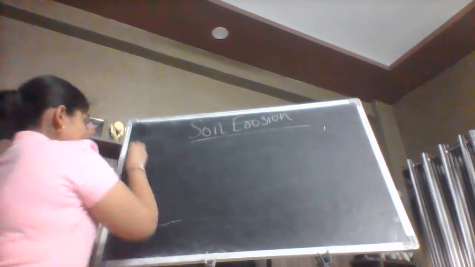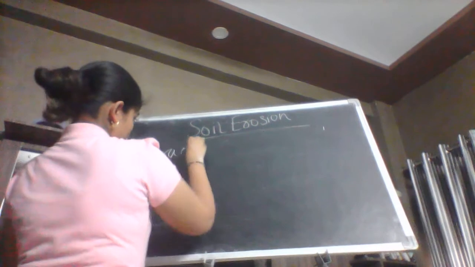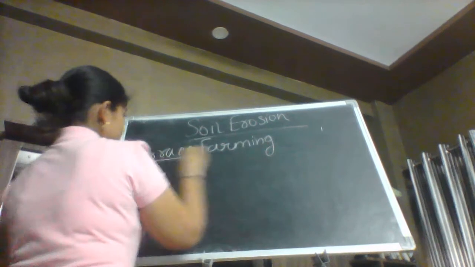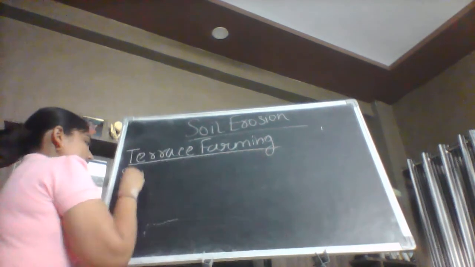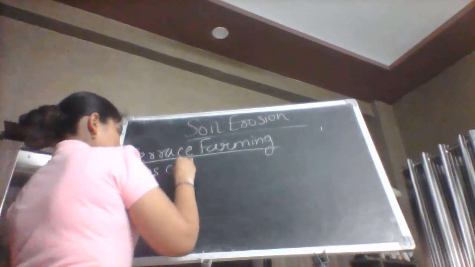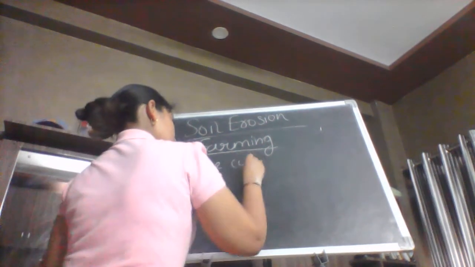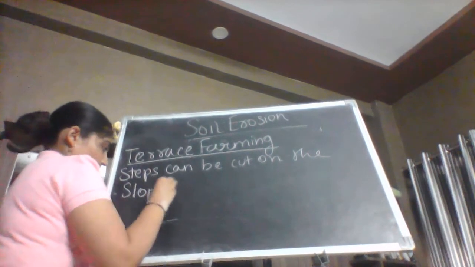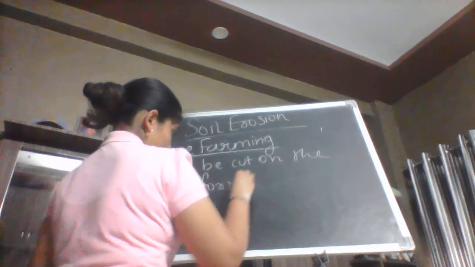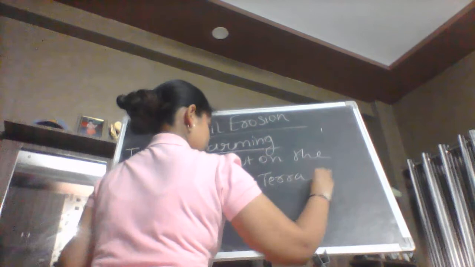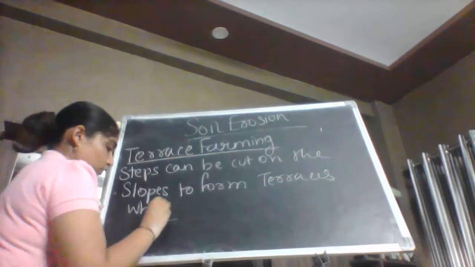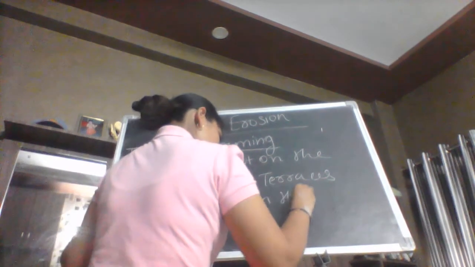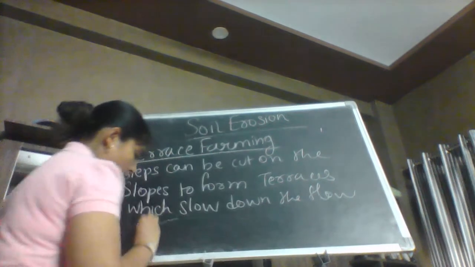Now what is terrace farming? Terrace farming. Okay. Steps can be cut on the slopes to form terraces which slow down the flow of water.